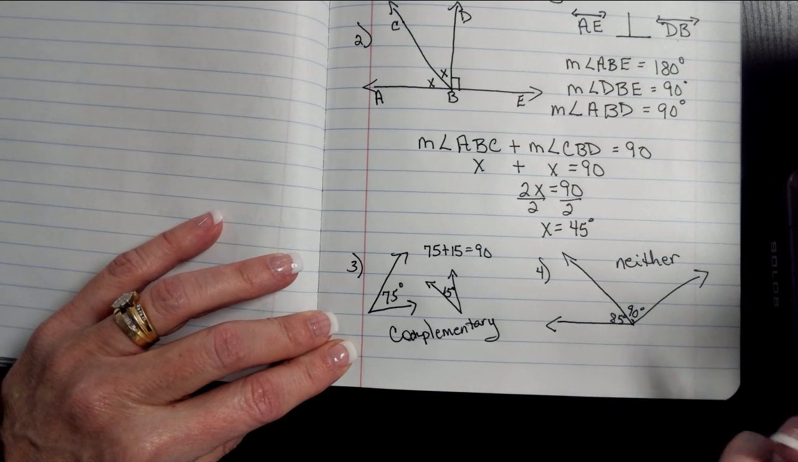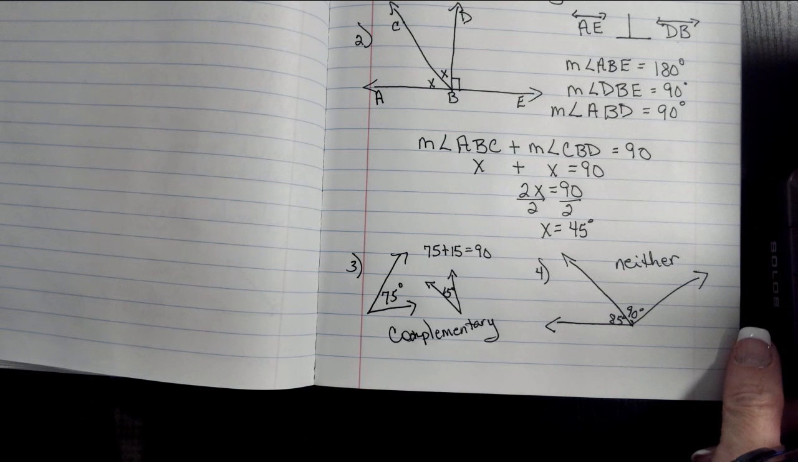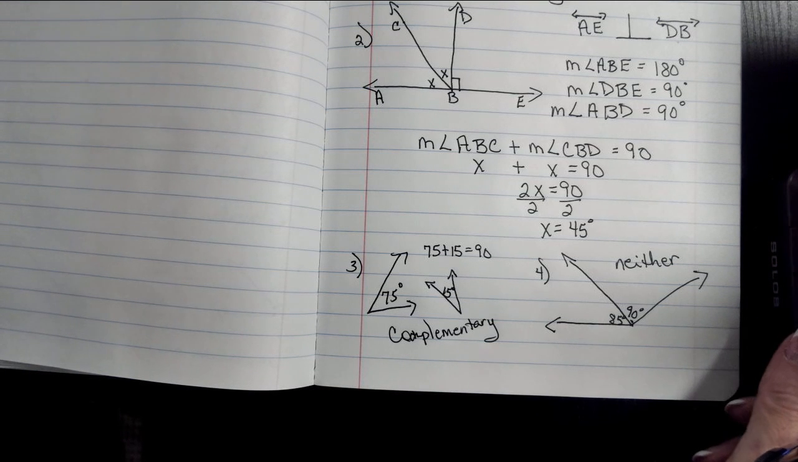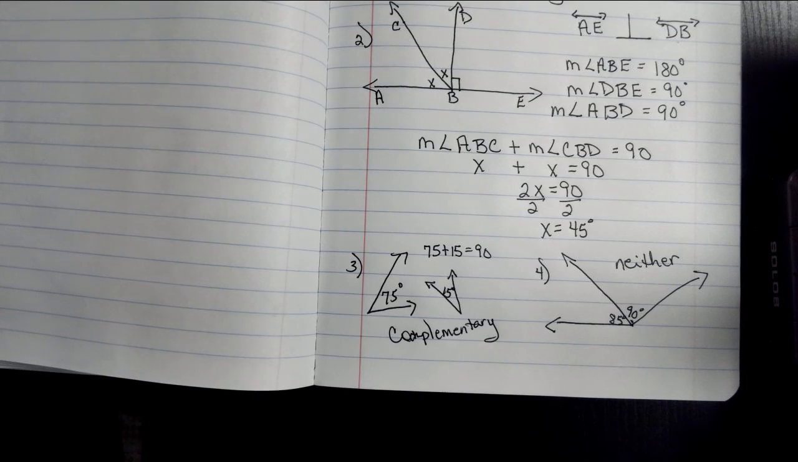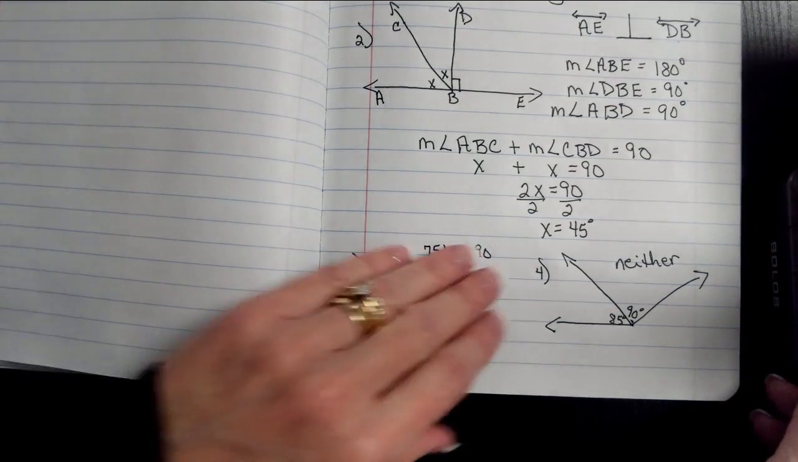We're just doing our angle measurements. If you just look at what the two angles total together: if they total 90 together, they're complementary. If they total 180 together, they're supplementary. If they total anything else, they're just neither. Just another way to classify them. Okay, and then let's do one more of those.